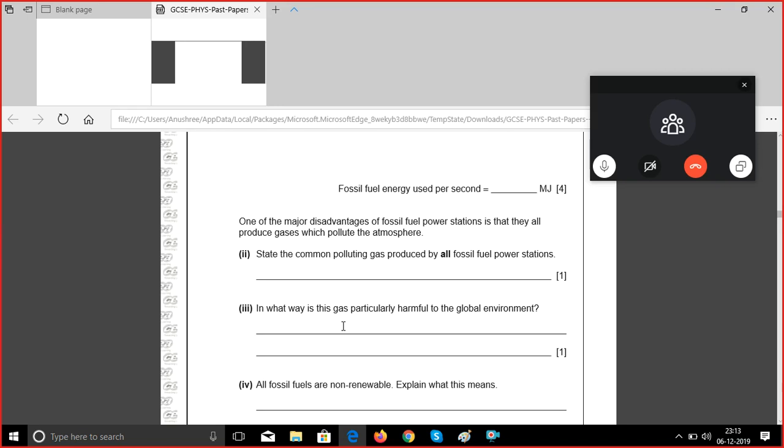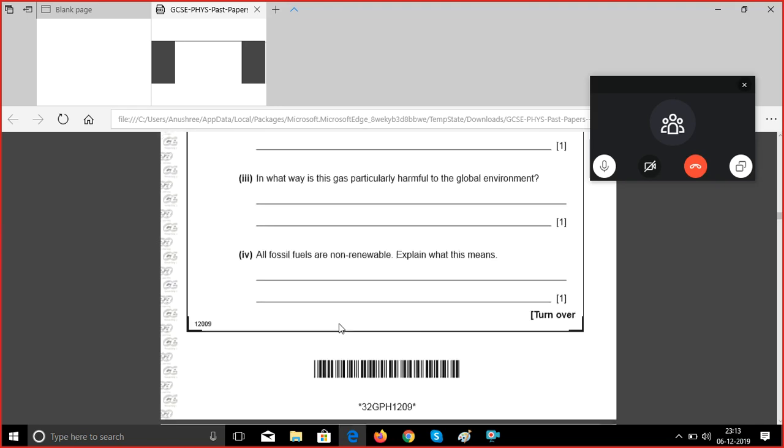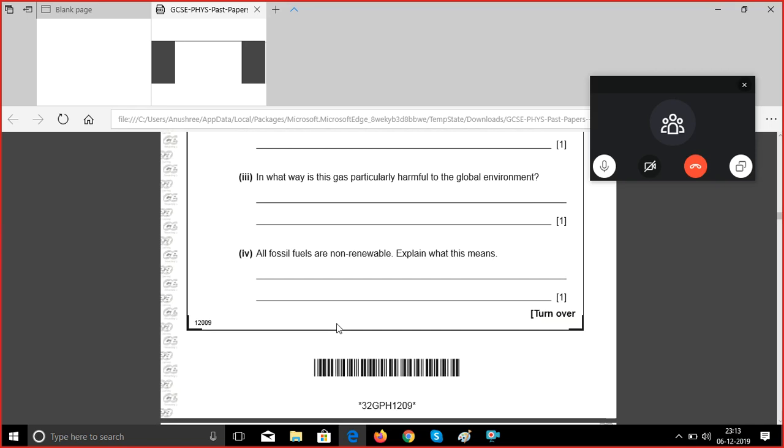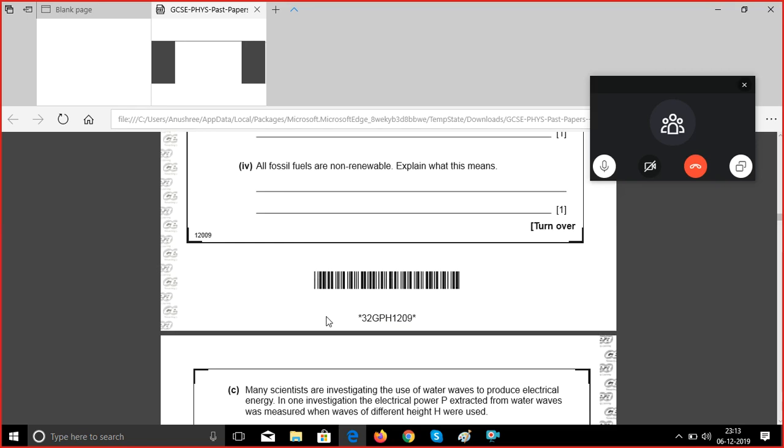All fossil fuels are non-renewable. Explain what this means. It means that it can't be replaced in a human lifetime and will eventually run out. Yes, that's good. Can't be replaced in a human lifetime and will eventually run out.